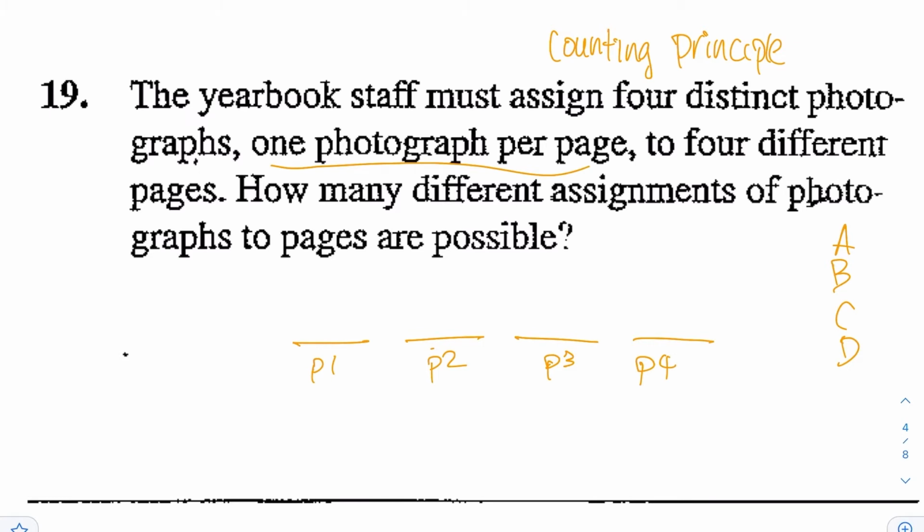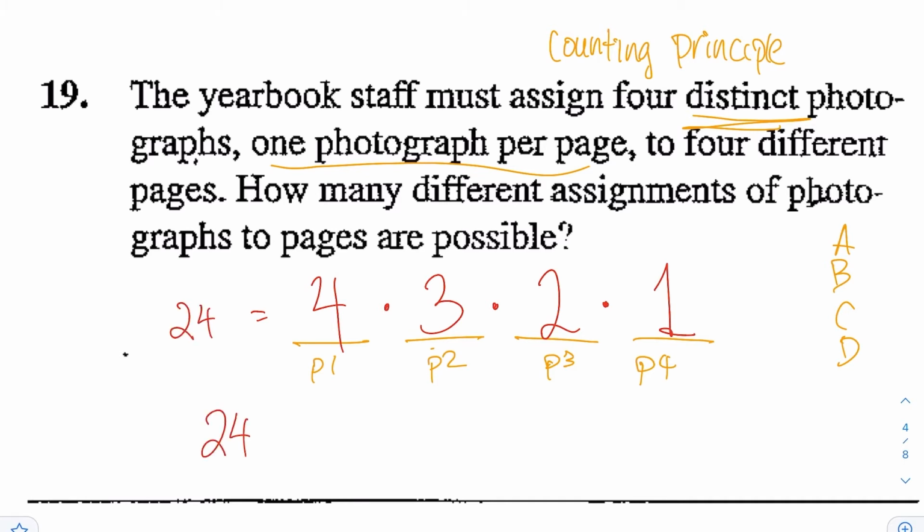Well, since you can only put 1 photograph per page, and they're all different because they're distinct, that means that for the first page, you have 4 different options for pictures. But once you pick one for the first page, you will have 3 options remaining for the next page. And then for page 3, you will have 2 pictures remaining, and finally 1 remaining. And here for the counting principle, you always want to multiply. So when you do 4 times 3 times 2 times 1, you will get 24. So there will be 24 possibilities.